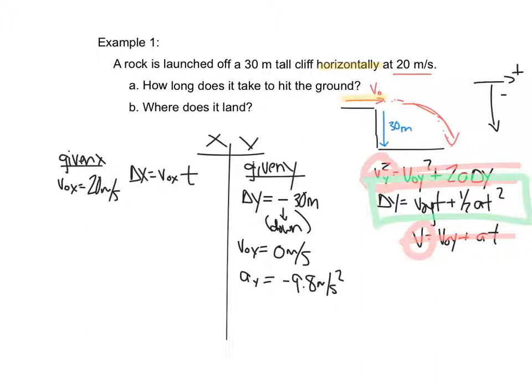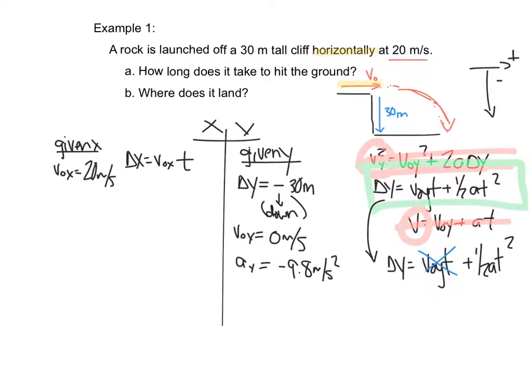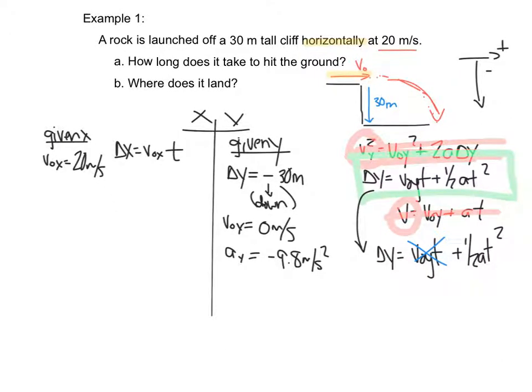So by process of elimination, we're going to use the equation boxed here in green, which is going to be delta y equals v naught y t plus 1/2 at squared. Going to rewrite it. And lucky for us, because the v naught y here is 0, this whole part goes away, because 0 times whatever t is just going to be 0. So that simplifies our equation, and now at this point we can plug in our numbers.